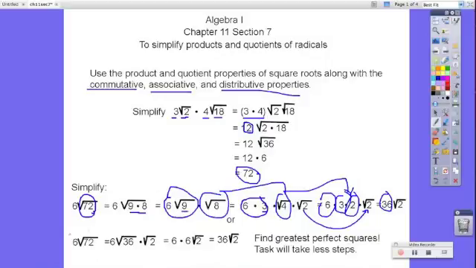Let's take a look at the problem again. 6 times the square root of 72. 36 is the largest perfect square because 36 times 2 gives us 72. Square root of 36 is 6, and we have the square root of 2 left over here. 6 times 6 is 36, and we get 36 square root of 2. So what have you learned from this example? Basically, you've learned that when you simplify, take the largest square root out of your radicand if possible, and you have a lot less steps.